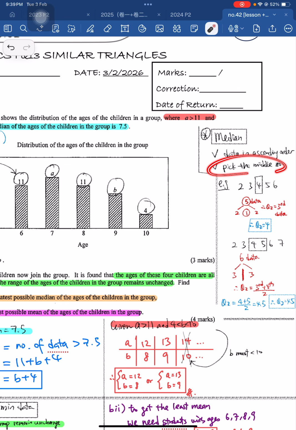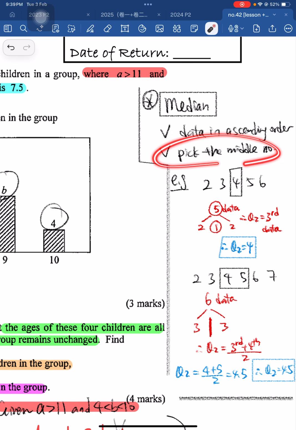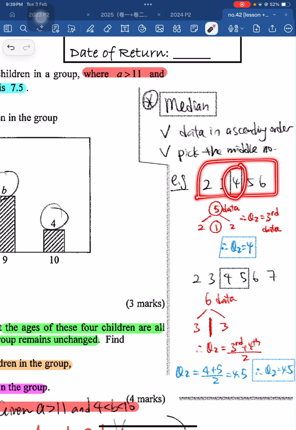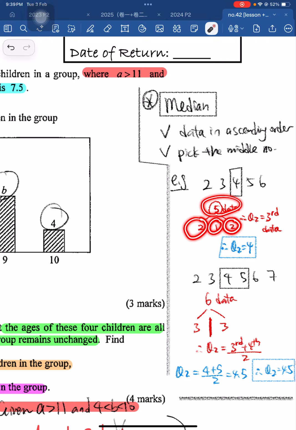Then we need to pick the middle number. For example, if my data is 2, 3, 4, 5, 6, then the middle number is this one. How do we think about it? If we have 5 data, use the calculator, get 2.5, isn't it? Which means I need to split it into 2 data, 1 data, and 2 data. So the middle number, the Q2, the median, must be the third data, which is going to be 4.